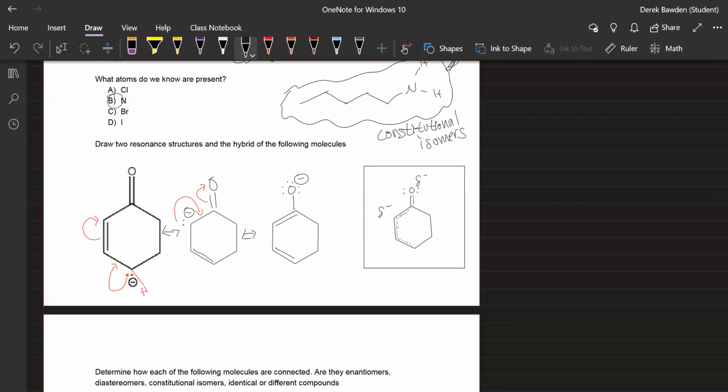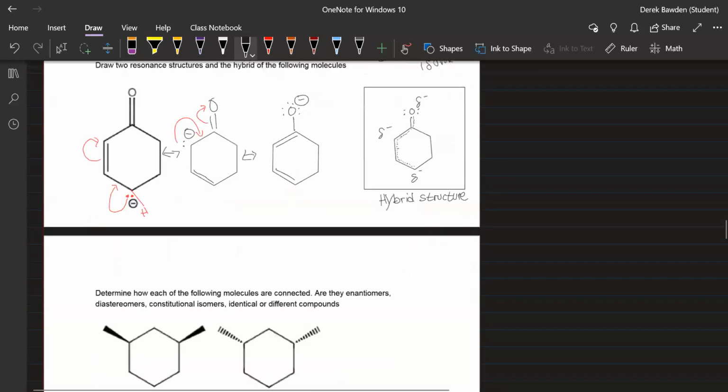Okay. And is there anywhere else that needs a partial negative? Yes, the bottom one. Bottom carbon, right? Any other lone pairs we need to add? Any double bonds? How's it look? Looks good. Okay, that's our hybrid structure. Any questions on how I got that? Nope. Cool. Let us carry on.